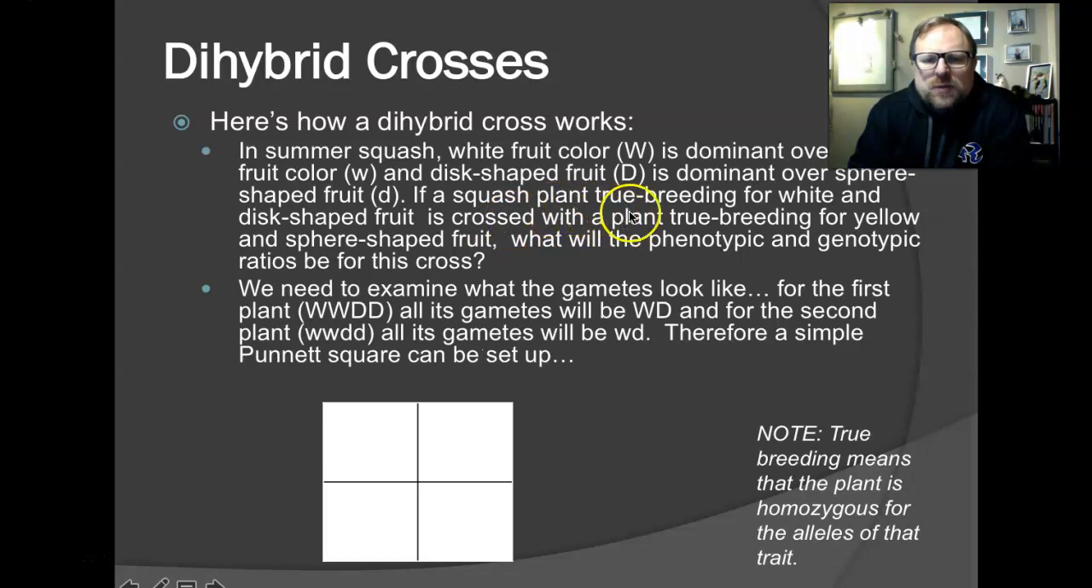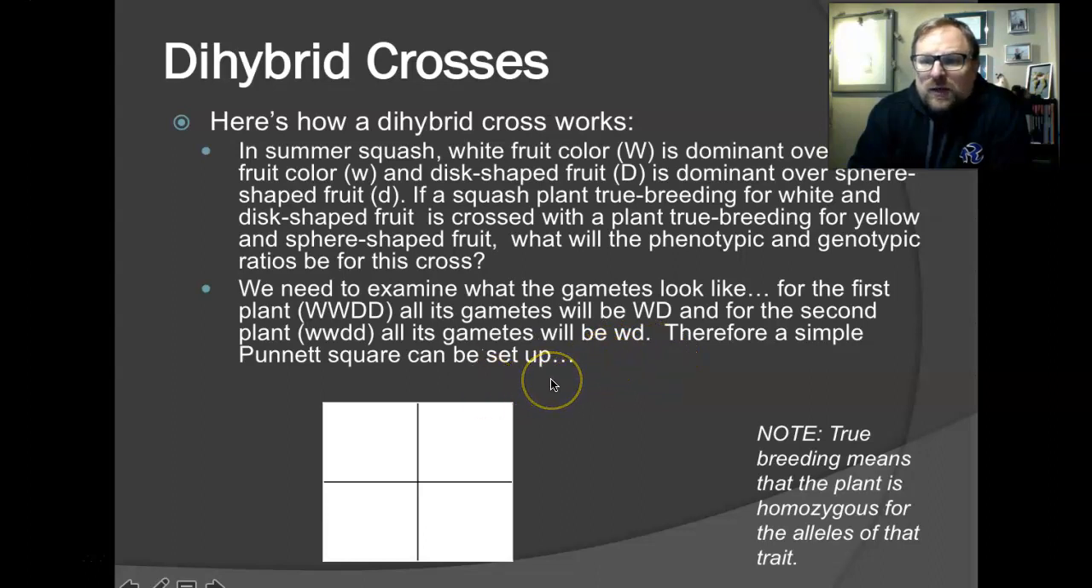So if a squash plant, true breeding for white and disc shape, true breeding means they are homozygous, is crossed with a plant true breeding for yellow and sphere shaped. Again, true breeding means homozygous. So true breeding for white and disc shaped is big W, big W, big D, big D. And true breeding for yellow and sphere shaped is little w, little w, little d, little d.